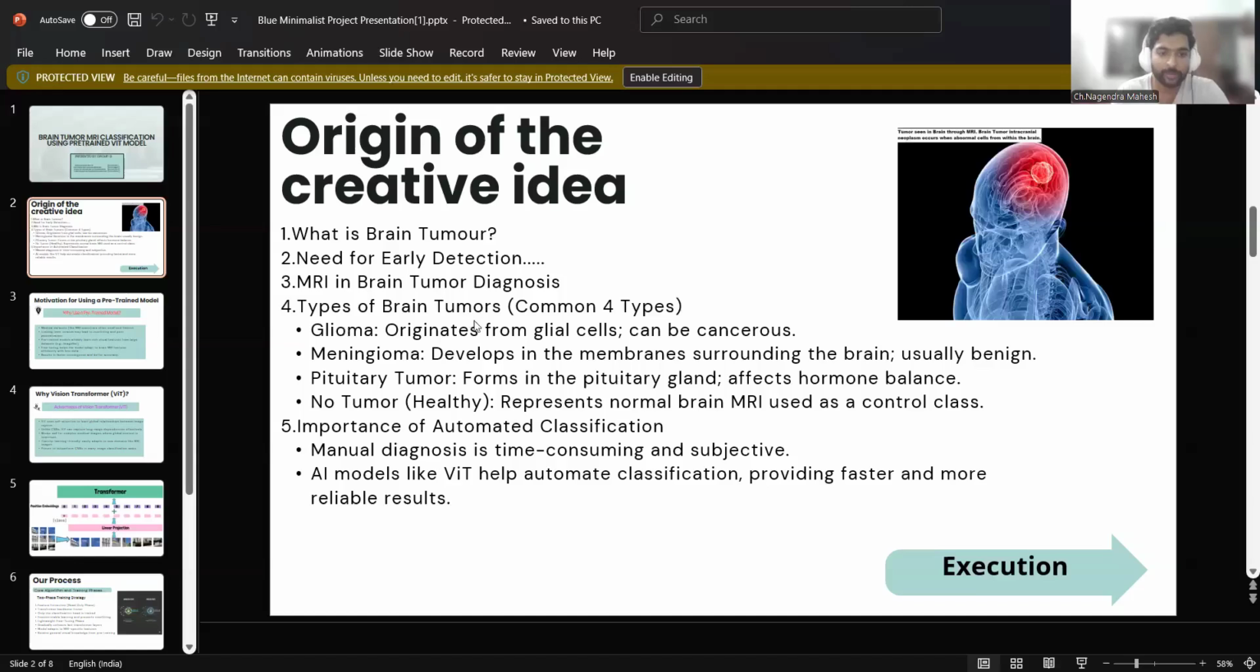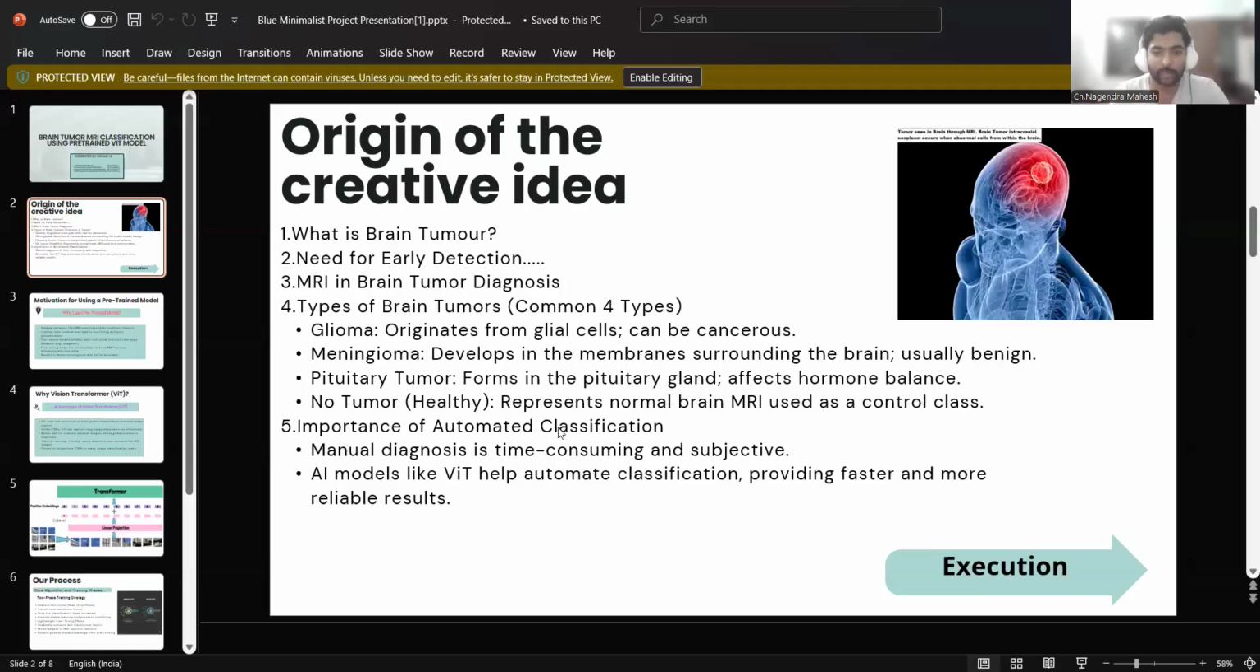Coming to the types of brain tumors, there are three types: glioma, meningioma, and pituitary tumor. These three occur at different parts of the brain. Glioma occurs in glial cells, which are near the brain and our spinal cord. Meningioma develops around the membrane surrounding the brain. These are usually benign, but a glioma brain tumor can be malignant, which is cancerous. And a pituitary tumor forms in the pituitary gland. It affects the hormonal balance, but is usually benign.